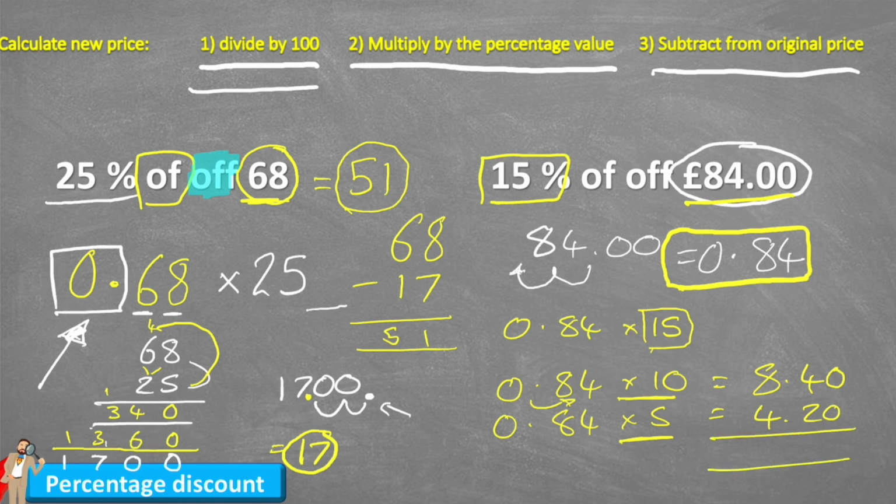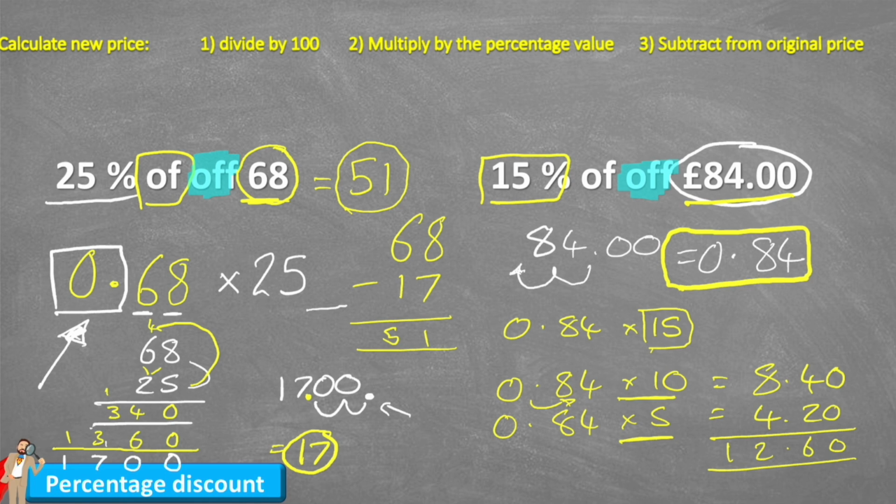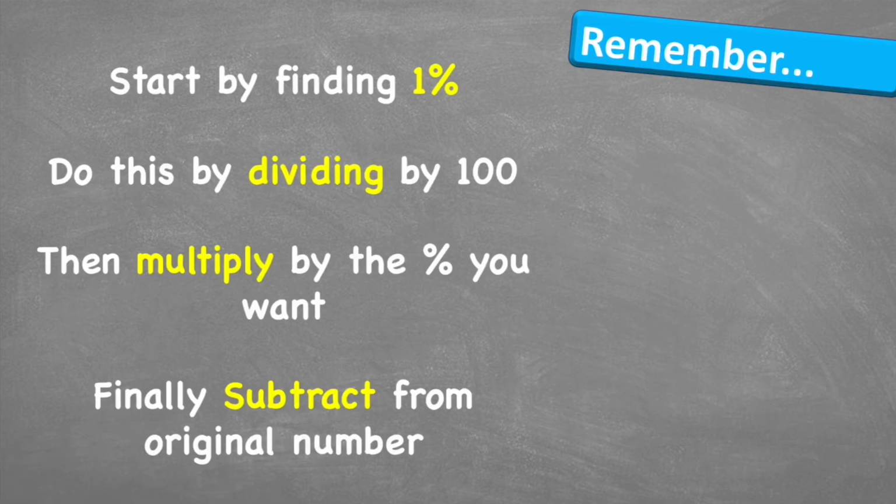Now if I just add these two together, 0 and 0 is 0, 4 and 2 is 6, 8 and 4 is 12. So 15% of £84 is £12.60. But remember, I'm not done because I'm trying to work out what 15% off £84 is. Let's find a little bit of room at the top here. £84 subtract £12.60. So 15% off of £84 is £71.40.